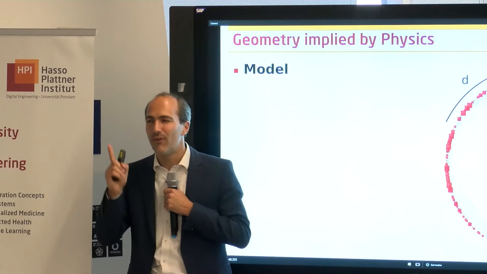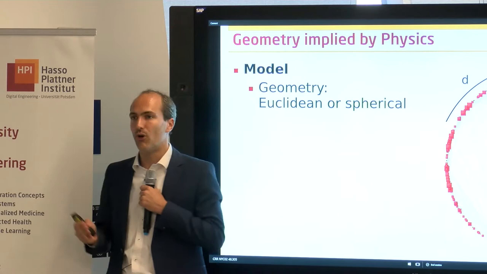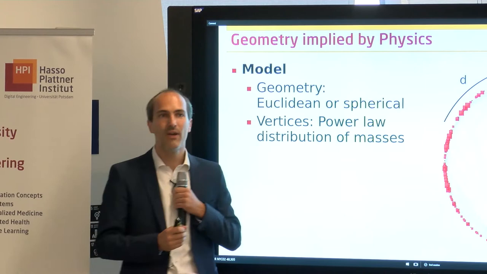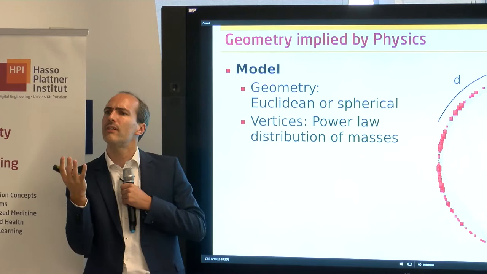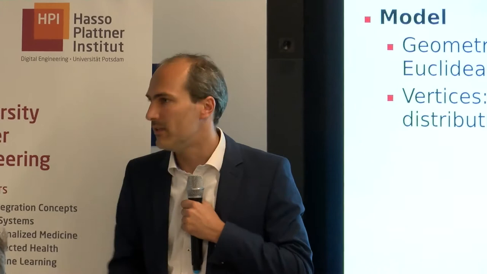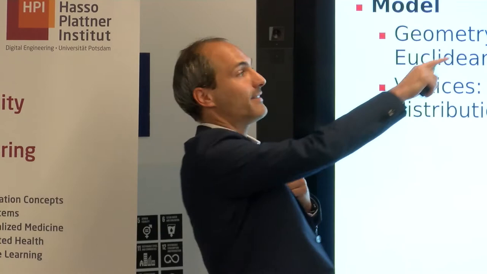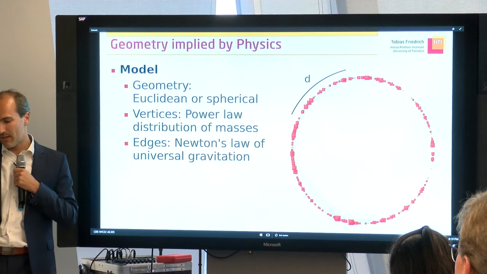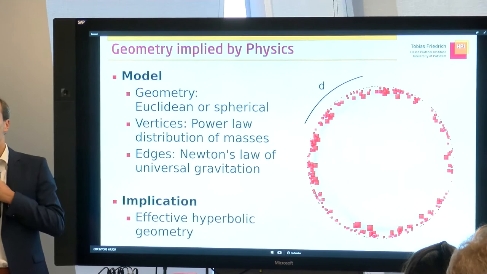So this is the physics argument. And if you like physics arguments, I have one more physics argument and then come more pictures. The other physics argument is, if you have points in some sort of geometry, Euclidean, spherical, something, and you distribute your points on this geometry, then what you typically observe, look at the airports in the world, most natural things are power law distributed. So the size of airports, the size of companies, not the size of people, but most natural phenomena are power law distributed. So if you accept that the sizes of vertices are power law distributed, and then you accept that edges follow Newton's law of universal gravitation, so how much they like to be connected to each other, then you effectively get a hyperbolic geometry again. So very naturally, you derive the hyperbolic geometry.